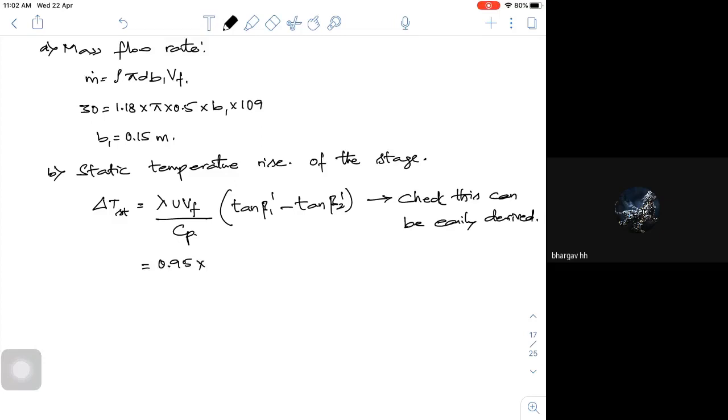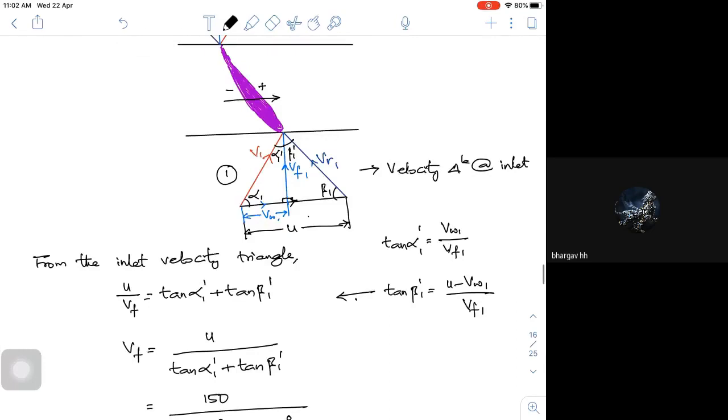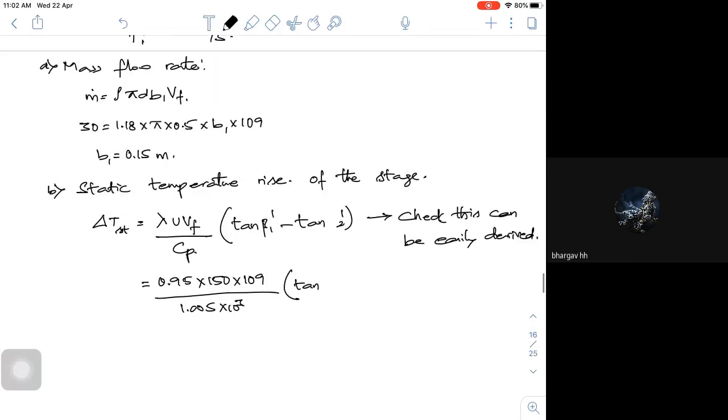So into 150 into 109 divided by 1.005 into 10 to the power of 3 into tan, sorry, this is not beta, this is beta 2 dash. How much is beta 2 dash? 10 degrees. So tan beta 1 dash is 51 minus tan 10 degrees. So what you have to do, take tan beta 1 dash and tan beta 2 dash, substitute this and simplify this. Look at where we can substitute for this delta. Go back and see this.